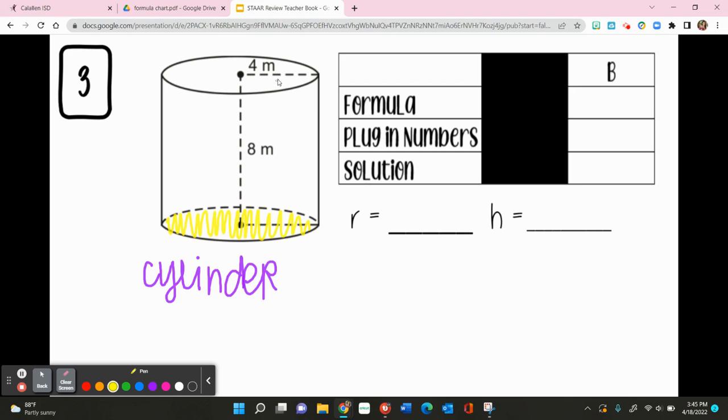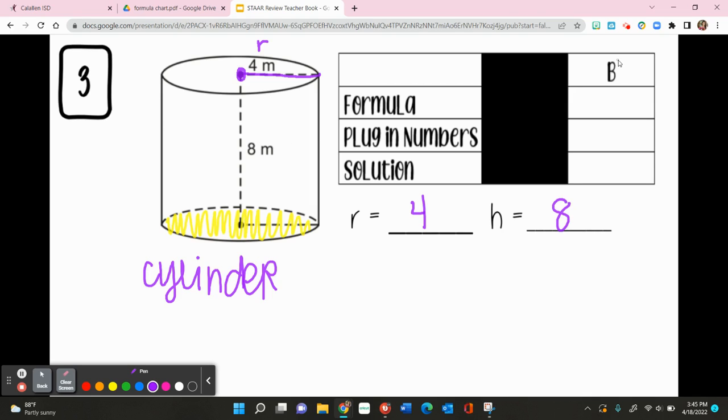This is my base shape. Now, the radius of my cylinder, if I look at my base shape, I see that this line only goes halfway. Since this line only goes halfway, this lets me know that this is my radius. My radius is 4. If this line went all the way across our circle, it would be the diameter. Now, the height of our cylinder is the distance between our two bases, the distance between these two circles, which is going to be 8.